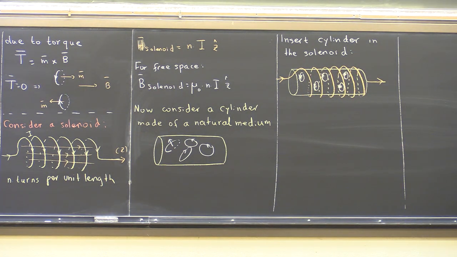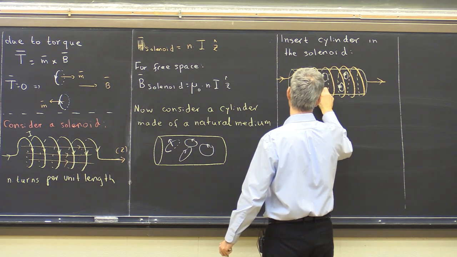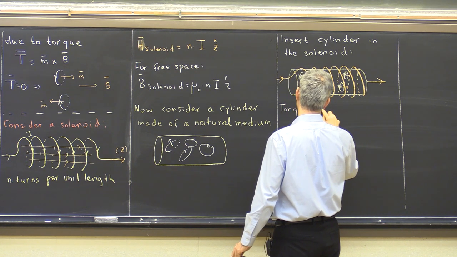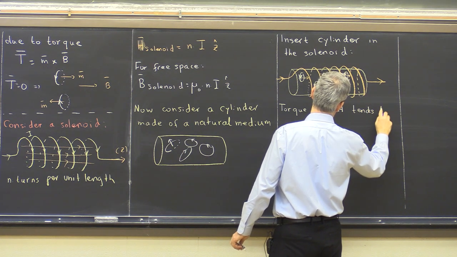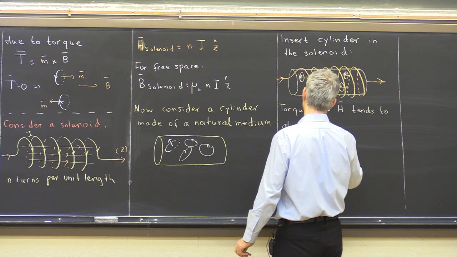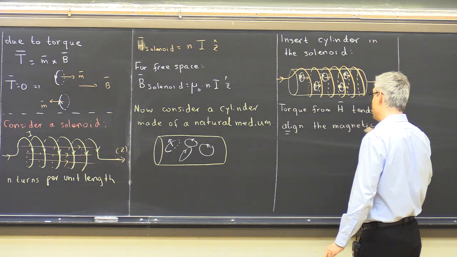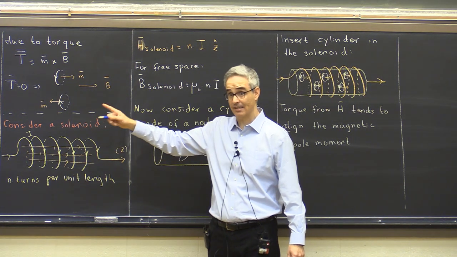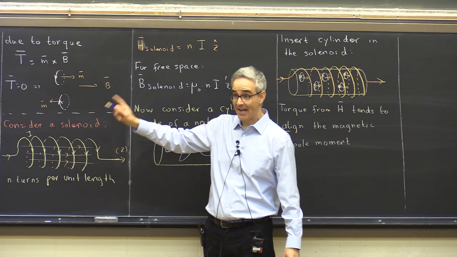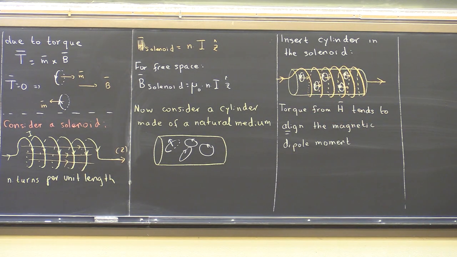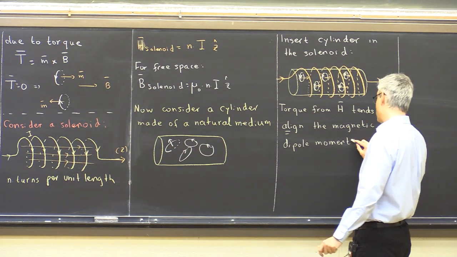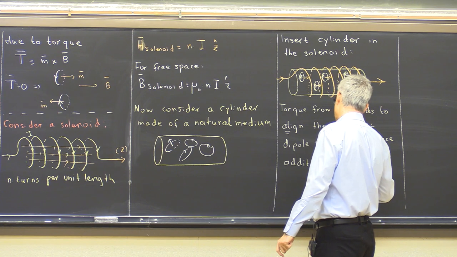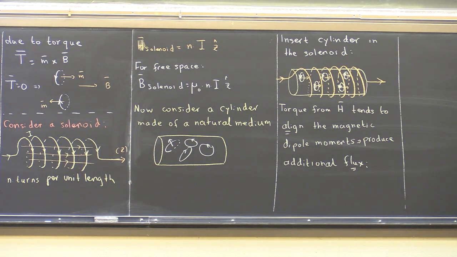So you see now, the magnetic dipole moments tend to align due to the torque with the magnetic field. And now I have something that I didn't have before. That is, the magnetic fluxes that are produced by the magnetic dipole moments inside do not cancel out anymore. They are actually adding up. And hence, I have a measurable impact on the total magnetic flux. So the magnetic dipole moments align and produce additional flux.